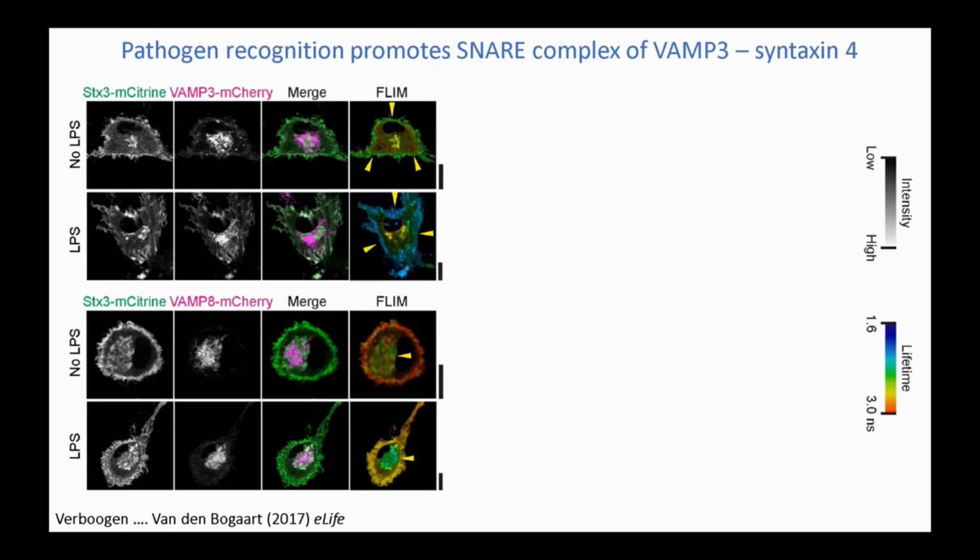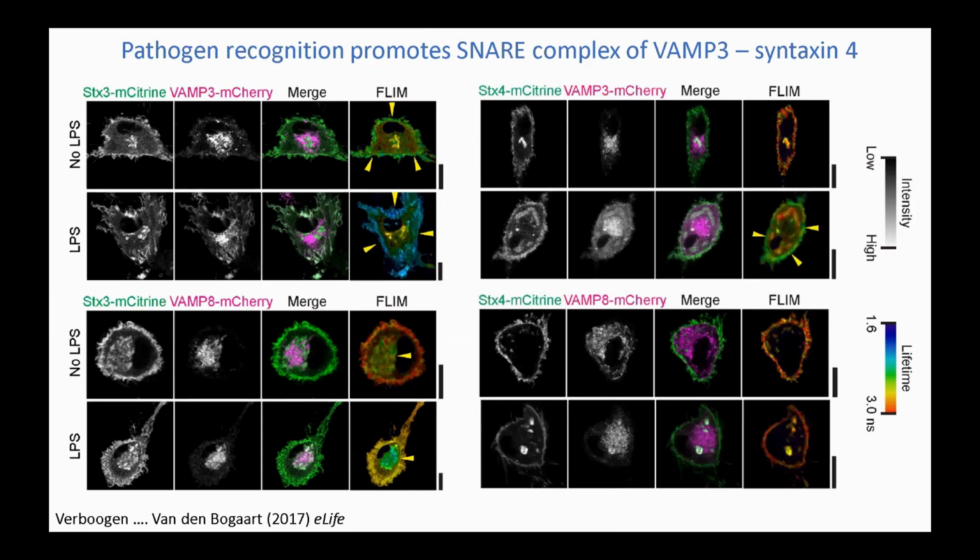This interaction is also increased if you activate the cells with the protein or with the molecule called lipopolysaccharide. It's a bacterial toxin, a very potent immune stimulus. Whereas syntaxin 3 and FAMP8, you see more interactions in the endolysosomal compartment. We can also change the syntaxin. So now we move from syntaxin 3 to syntaxin 4.